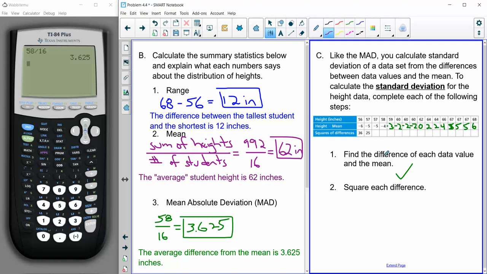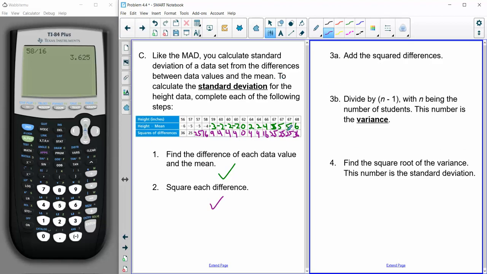Square each difference. So now I'm going to square these numbers. Negative 5 times negative 5 is 25. Negative 4 times negative 4 is 16. Negative 3 times negative 3 is 9. Negative 2 times negative 2 is 4. 0 squared is 0. 2 squared is 4. 4 squared is 16. 5 squared is 25. And 6 squared is 36. There, I squared each difference.